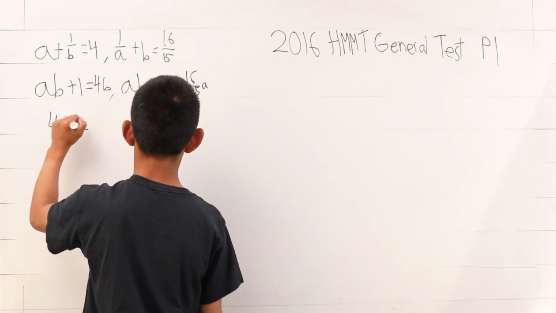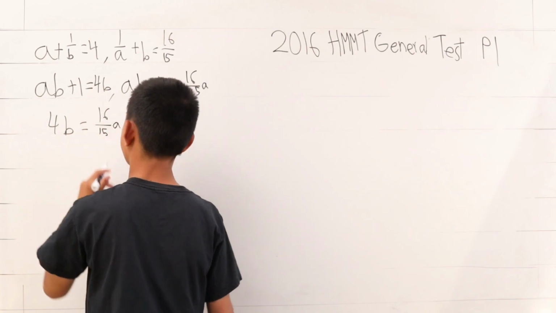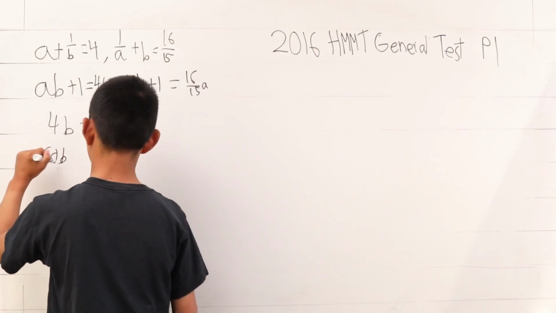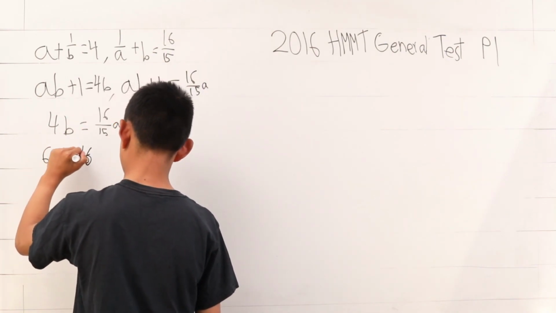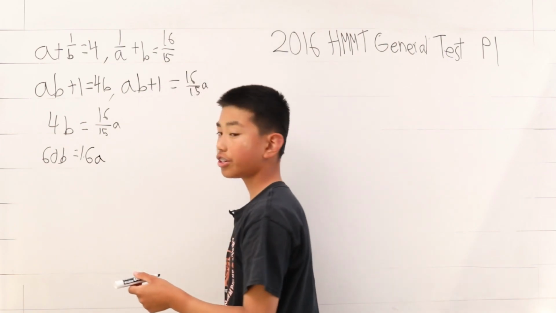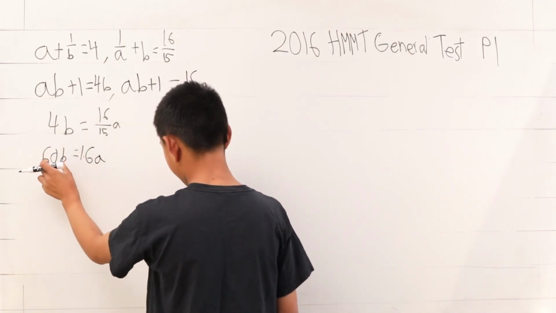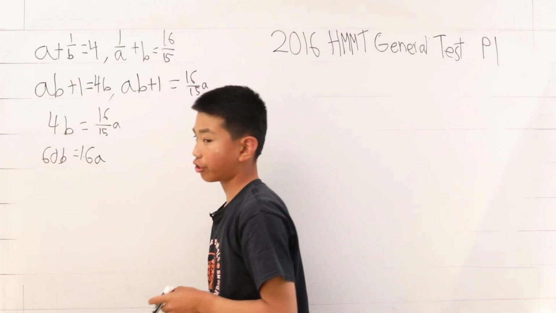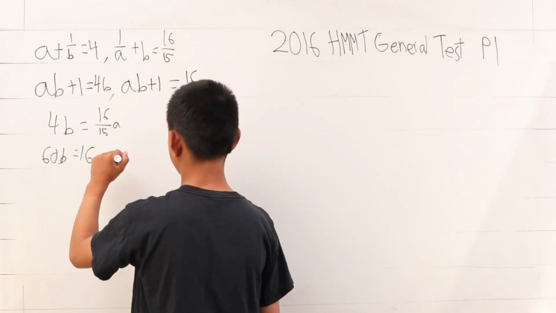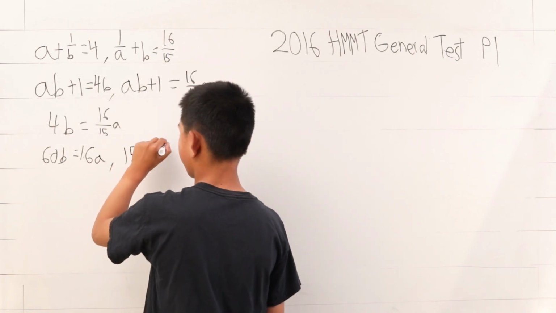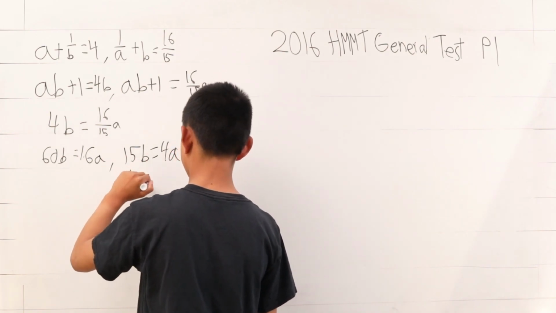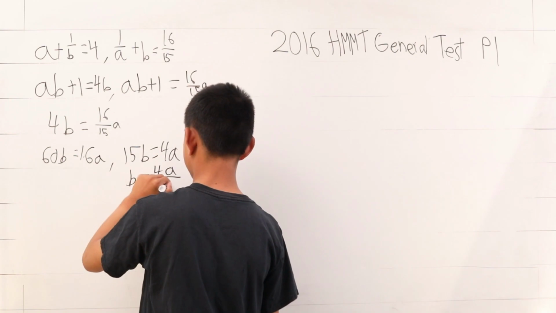4B is equal to 16 over 5A. Now we can multiply both sides by 5 to get 20B is equal to 16A. Sorry if that doesn't look so good. We notice now that both 20 and 16 have a factor of 4, so we can divide both sides by 4. So this is now 5B is 4A. So we get now here that B is equal to 4A divided by 5.